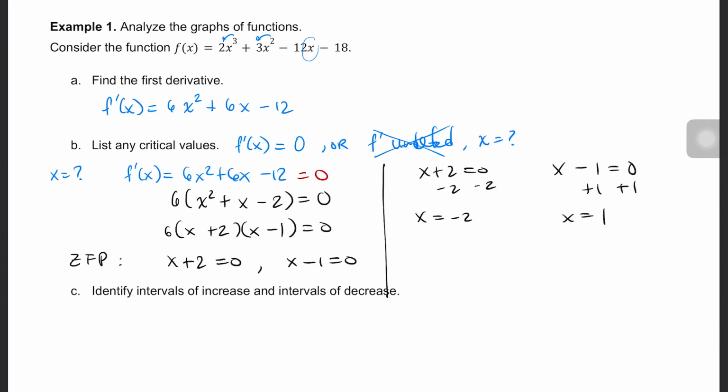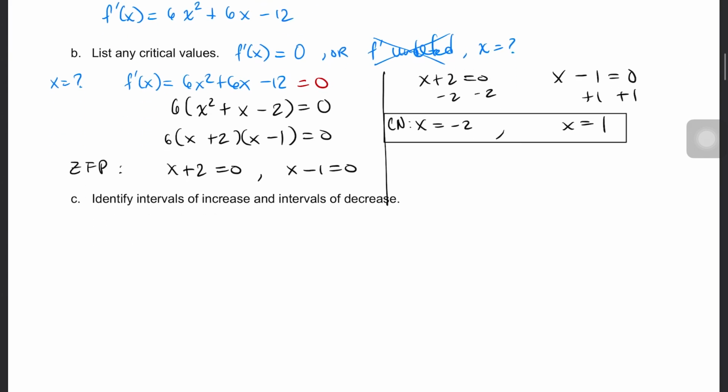So these are the possible critical numbers, and how do we confirm whether these are critical numbers? Well, they have to be part of the domain of the original function, and they are, because this is a polynomial, and the domain of polynomials is all real numbers. Hence, these two are real numbers, so therefore these are critical numbers. So the critical numbers are found.